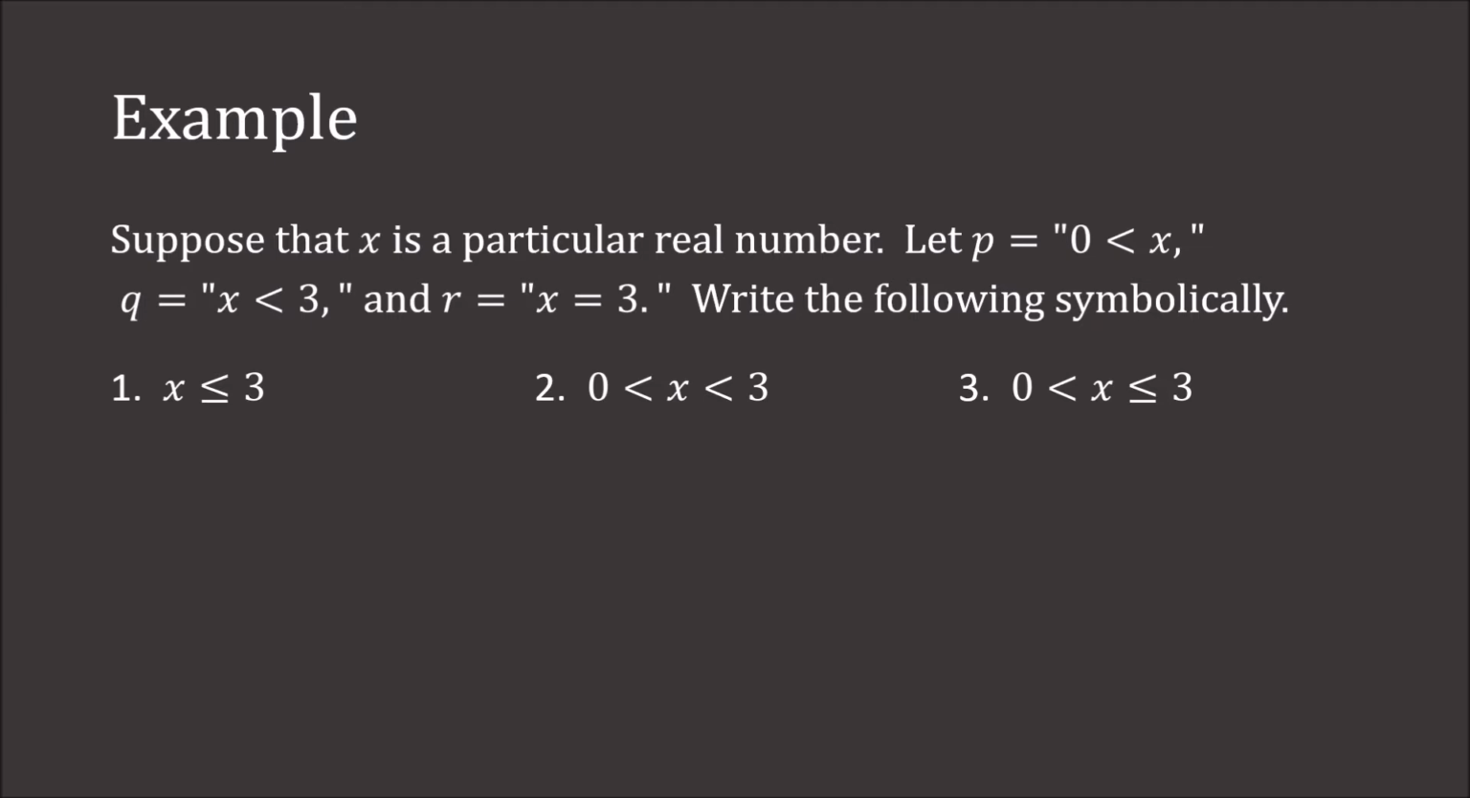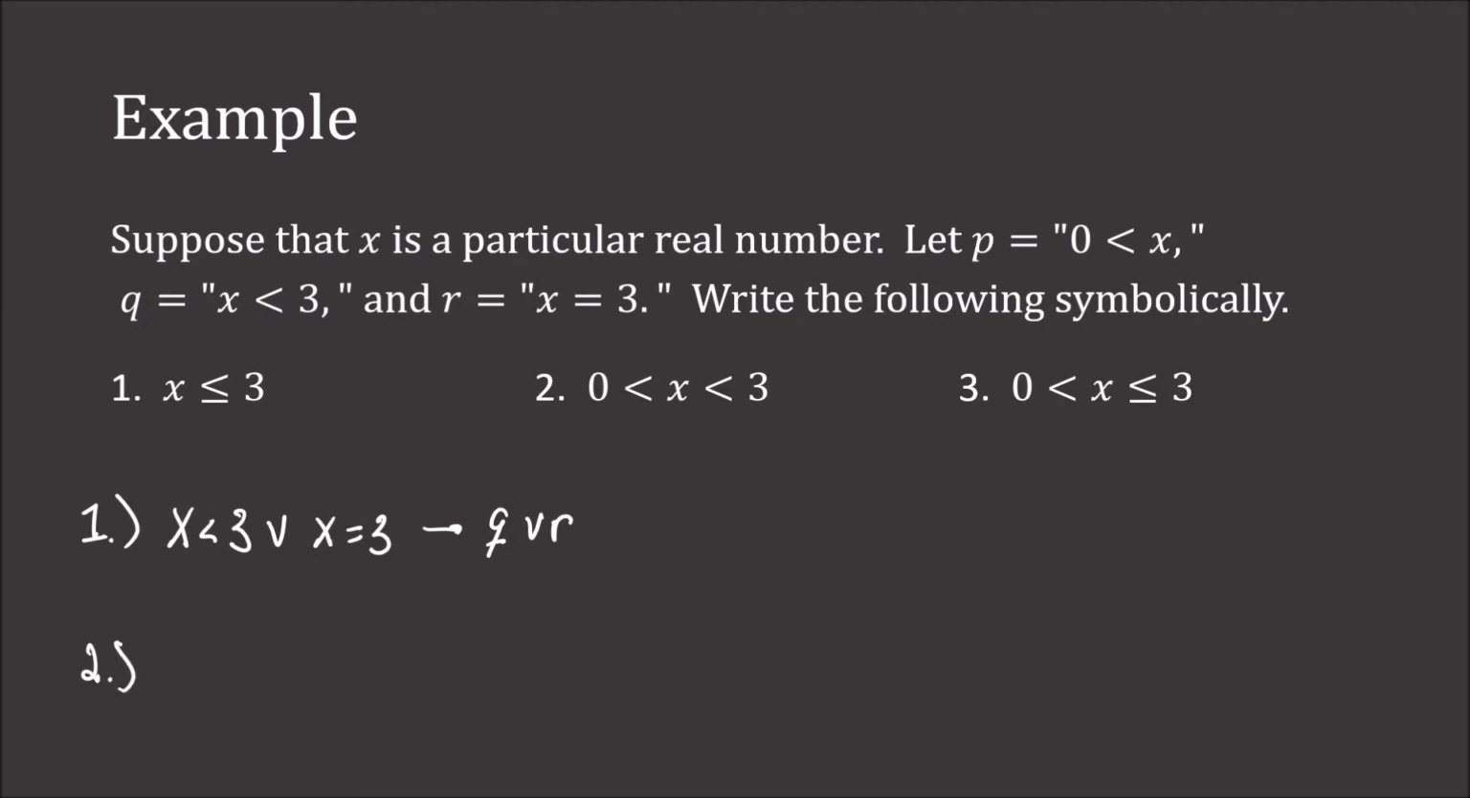So for the first statement, x is less than or equal to 3. Well, we know that x less than or equal to 3 is the same as saying x is less than 3 or x is equal to 3. Using the statement variables, x is less than 3 is q, and x is equal to 3 is r, so we have q or r.